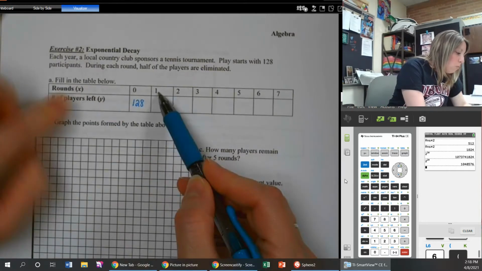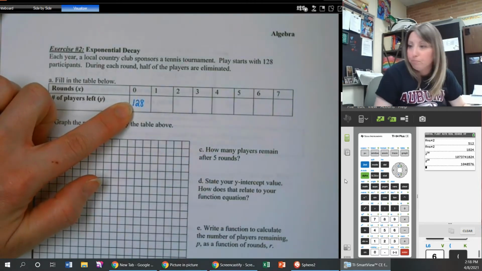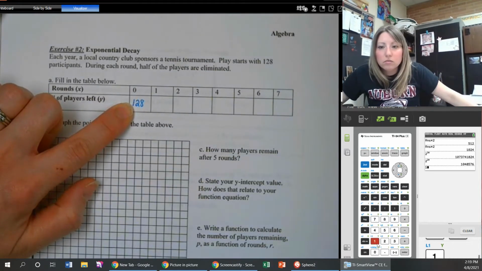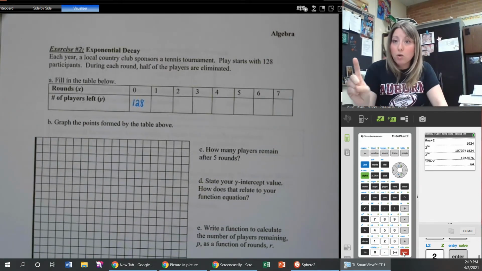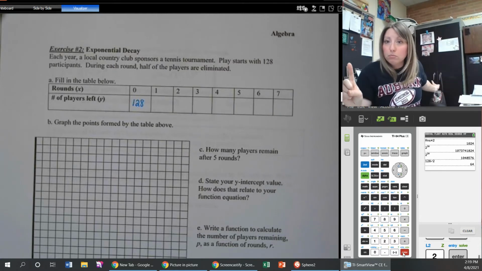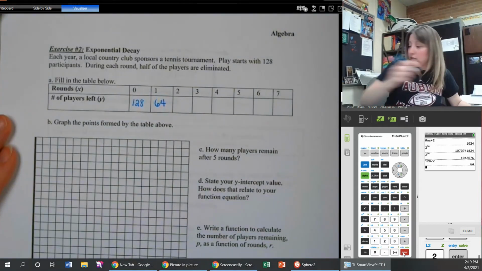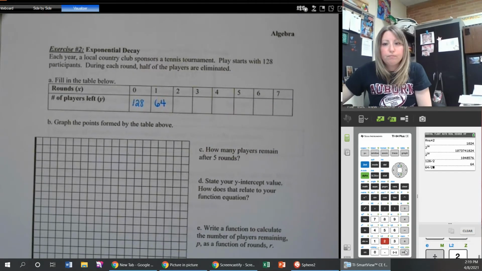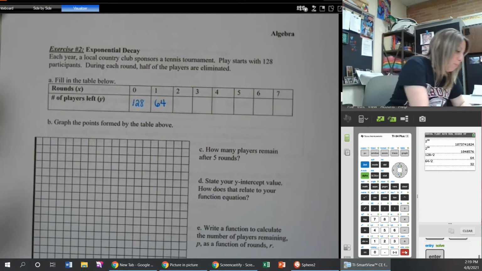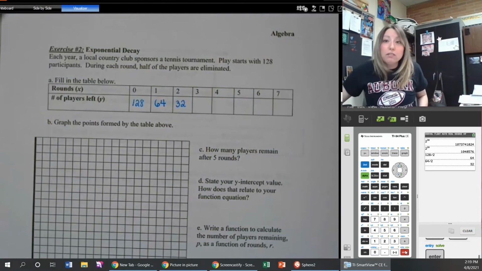After round 0 of play, when everyone's playing for the first time, divide that by 2. 128 divided by 2 is 64. So there's 64 games happening. At the end of those 64 games, 1 winner, 1 loser. Loser goes home. How many people are left to play again? Well, there's 64 left for the next round. 64 divided by 2, there's 32 games that will be played. 32 winners, 32 losers go home. After that, let's divide that by 2.